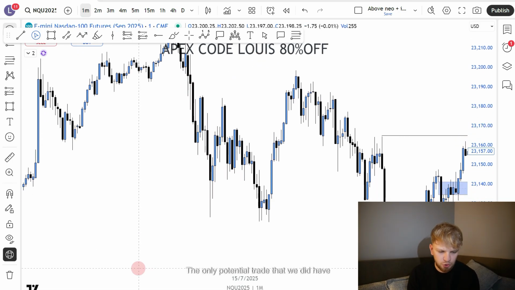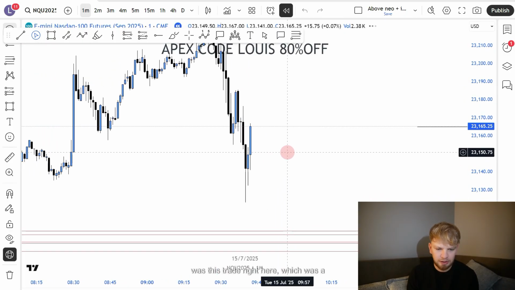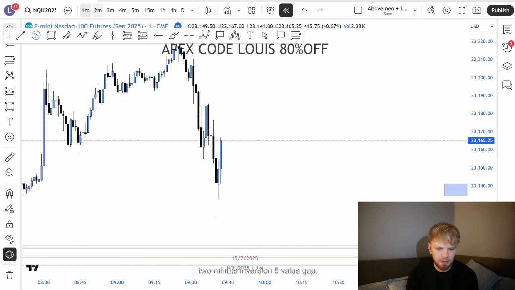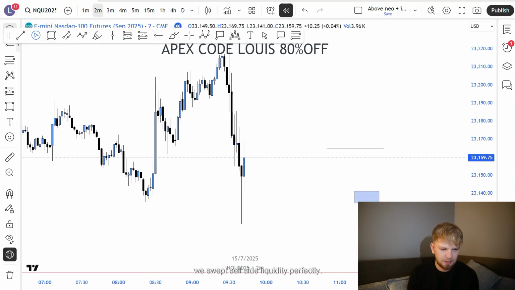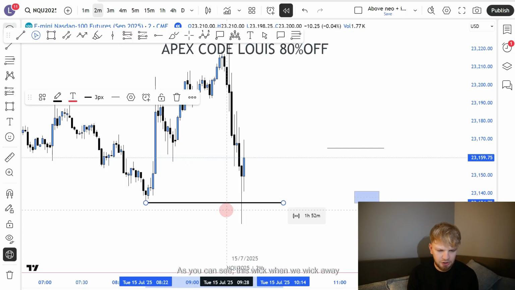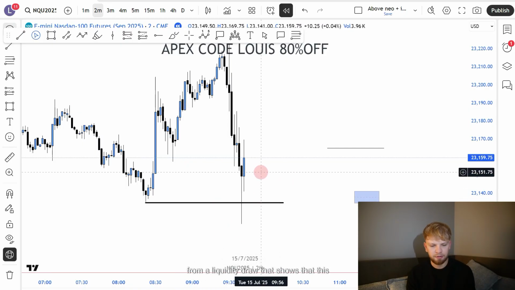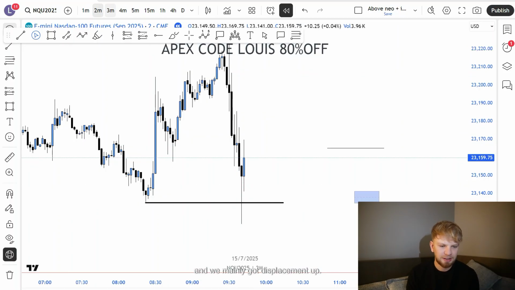The only potential trade that we did have for long positions was this trade right here, which was a 2-minute inversion fair value gap. As you can see, we swept sell side liquidity perfectly. We instantly rejected from sell side liquidity, as you can see, this wick, when we wick away from a liquidity draw, that shows that there's rejection, and we mainly got displacement up.